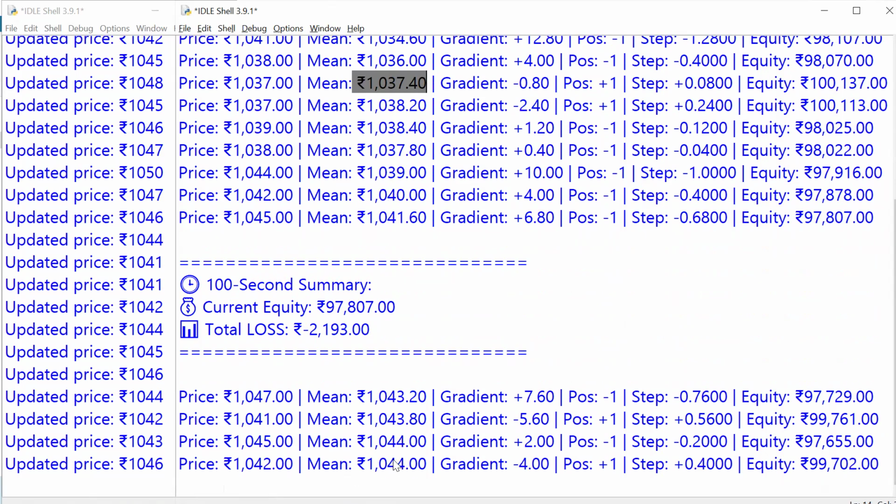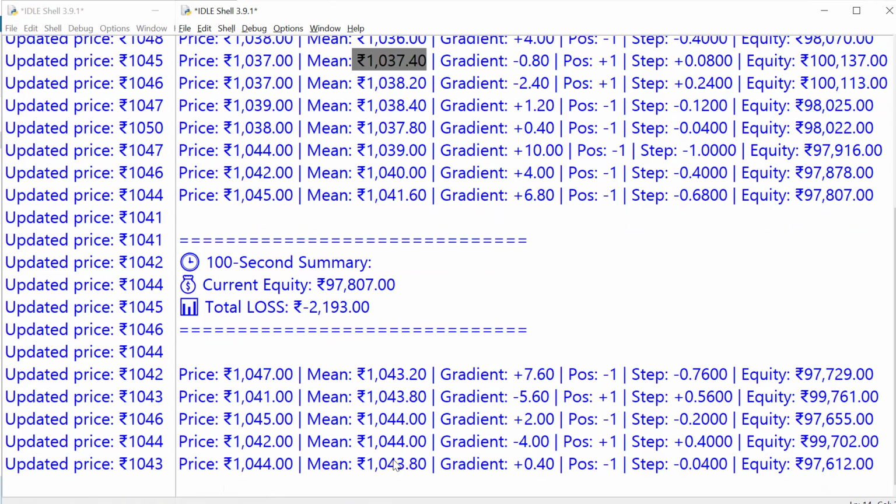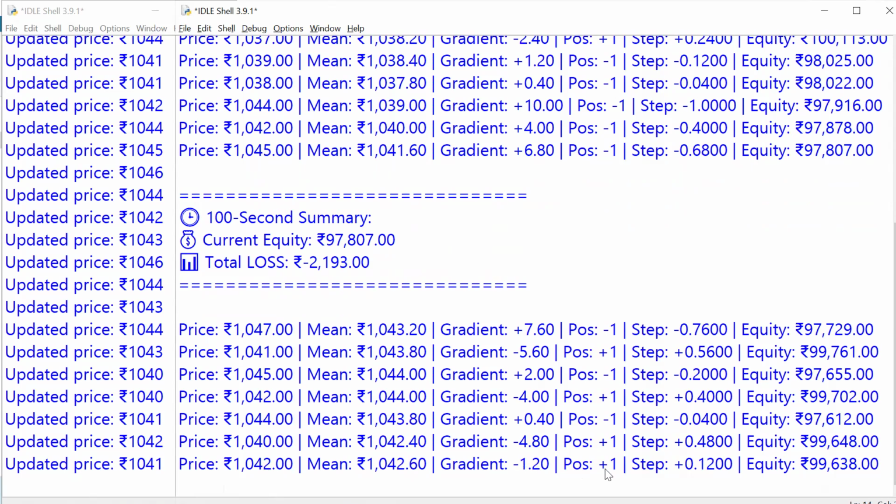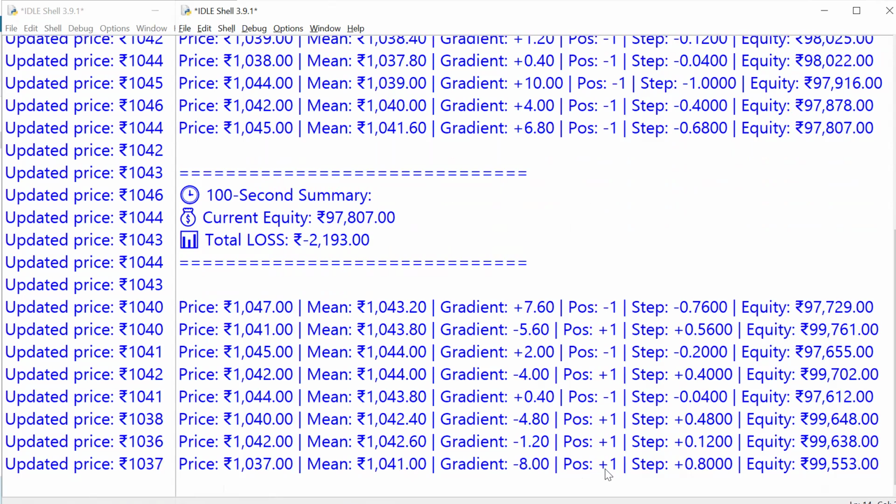See, the logic is very clear. We just need to check the price and the mean price. If the price is smaller than the mean, we will buy the stock. If the price is greater than the mean, we will sell the stock. That's a very simple logic.